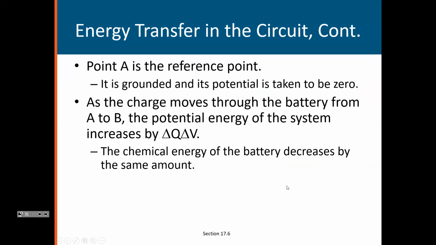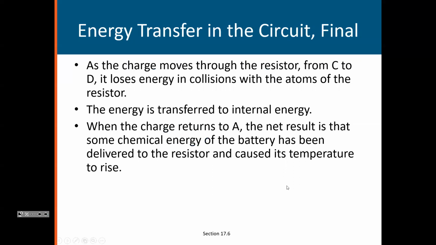Now, as the charge moves through the battery from A to B, the potential energy of the system, our circuit, is increased by this amount, delta Q delta V. And where is that getting the energy from? From the chemical energy of the battery. So this means the battery would have lost that much of its chemical energy. If they are getting energy, it must be coming from somewhere. It is not coming out of nothing.